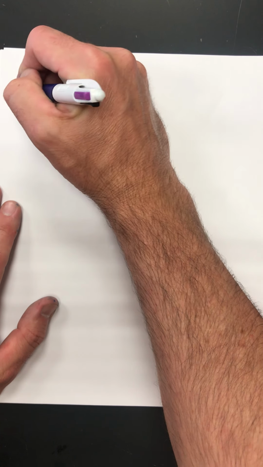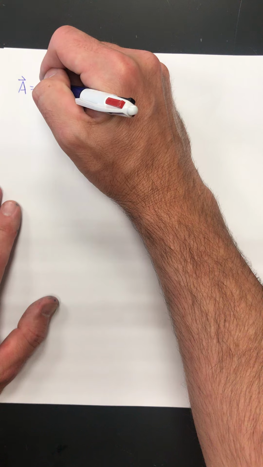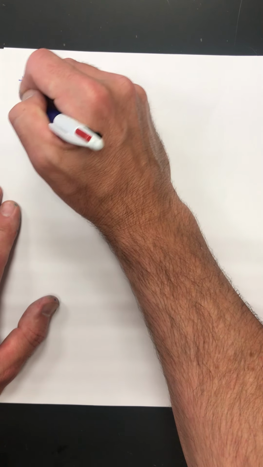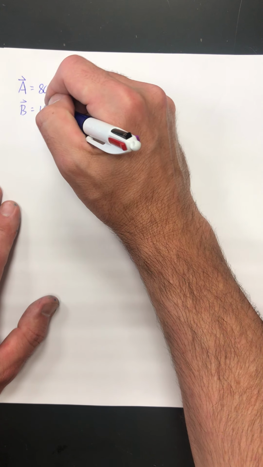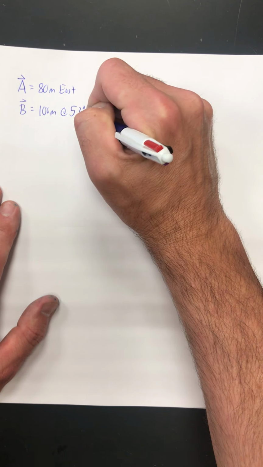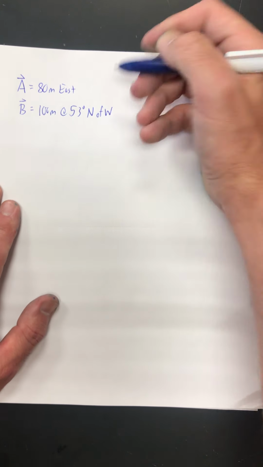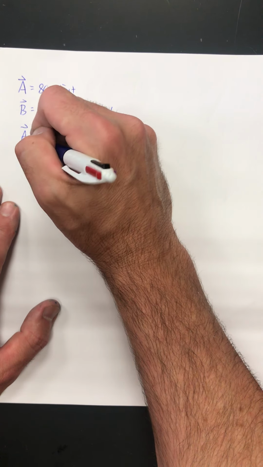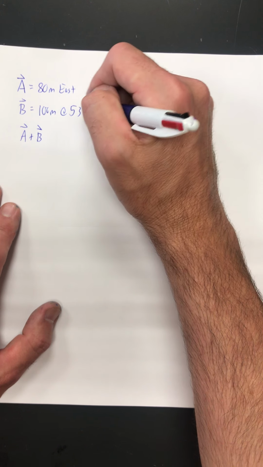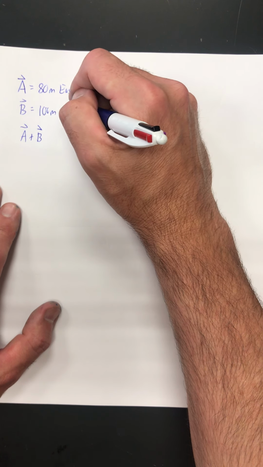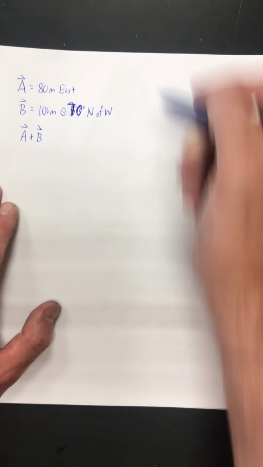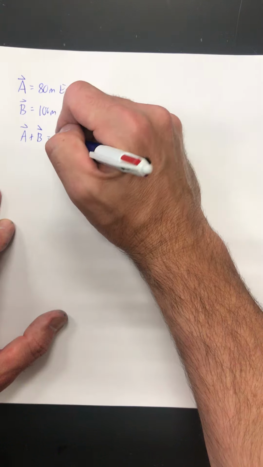So, let's say I have two vectors. A is 80 meters east, and B is 100 meters at 53 degrees north of west. And I want to find A plus B. Okay, actually, let's not make this 53. Let's make this 70. Okay. A plus B. So we know A plus B is R.